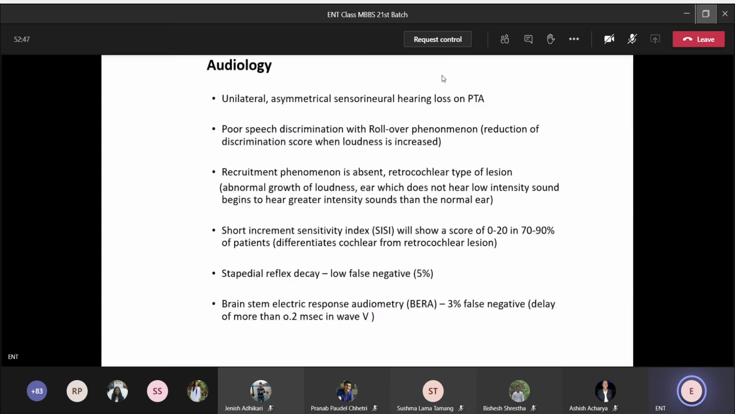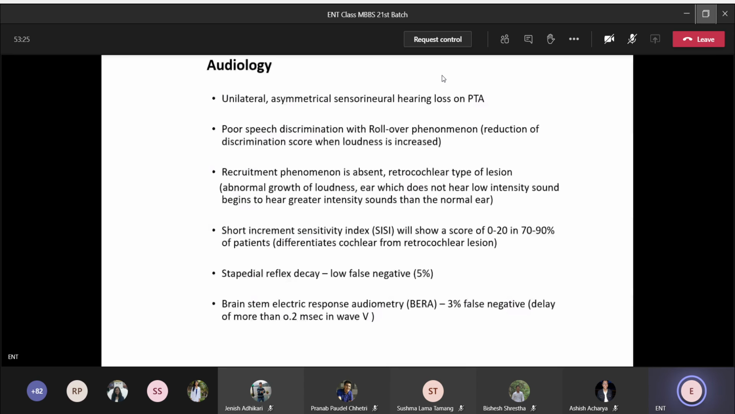You should not only just say audiogram and then leave the rest; you have to mention it. So recruitment phenomena is absent. Another is the SISI test, which is known as short increment sensitivity index. It will show you a score of 0 to 20 in 70 to 90% of the cases. This is how there's a pattern of scoring, and you would see 0 to 20 scores in 70 to 90% of the cases. With this, you differentiate whether it's cochlear or retrocochlear lesions.